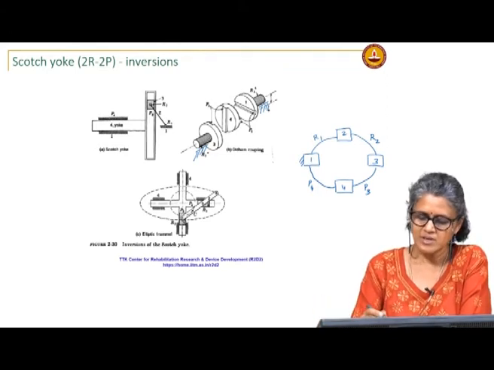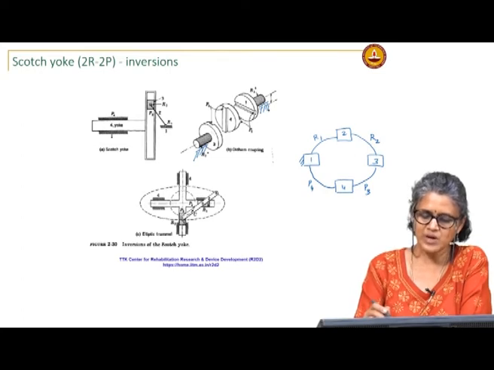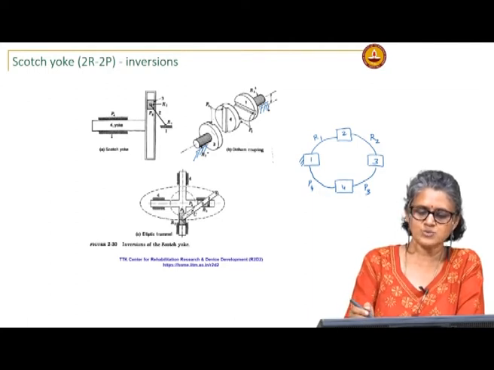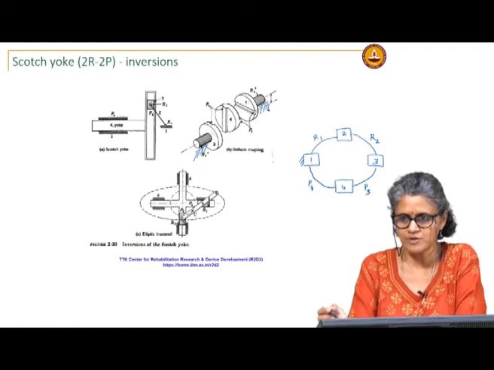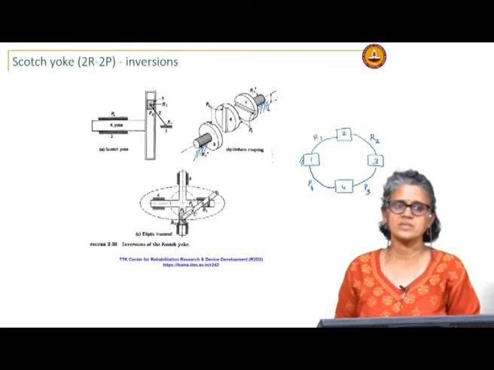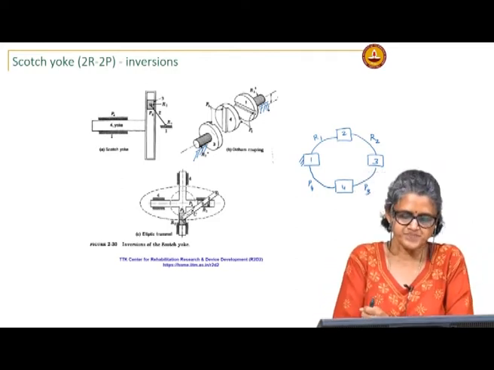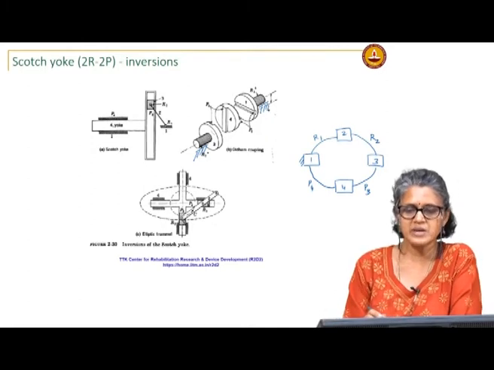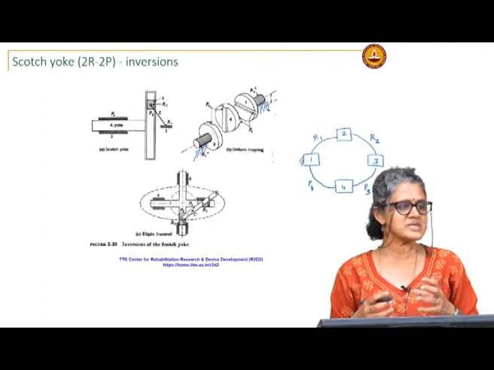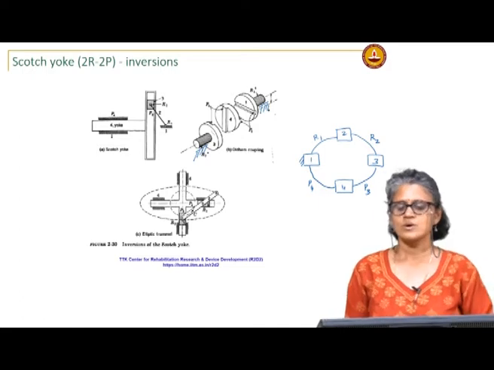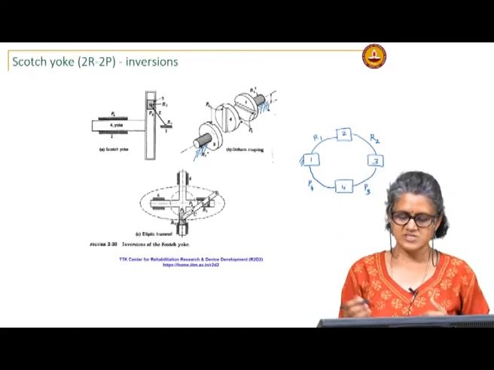Between 3 and 4 you have translational motion, and then orthogonal translational motion between links 1 and 4. So, this is not a planar mechanism, but it is an example of the 2R 2P mechanism. It is typically used to take up misalignments in shafts, so that the rotation of 3 is transmitted to the rotation of 1 or vice versa.